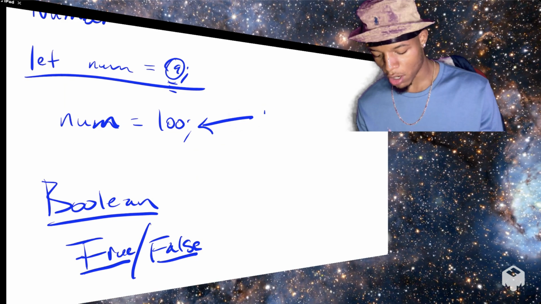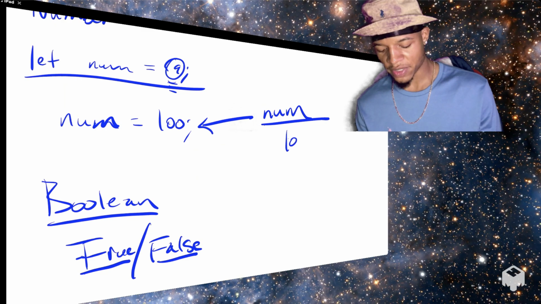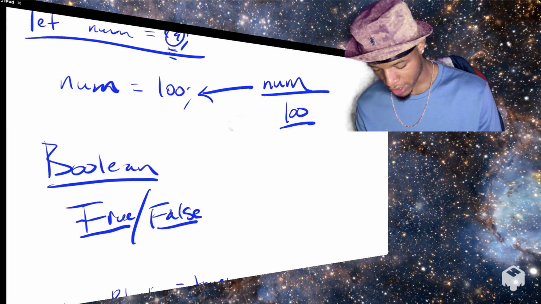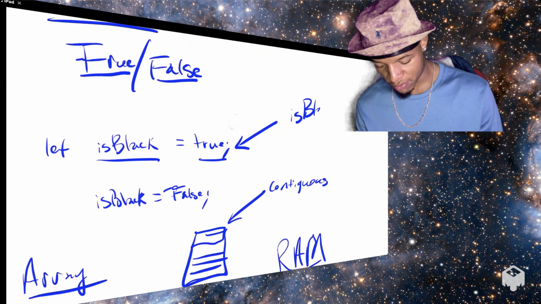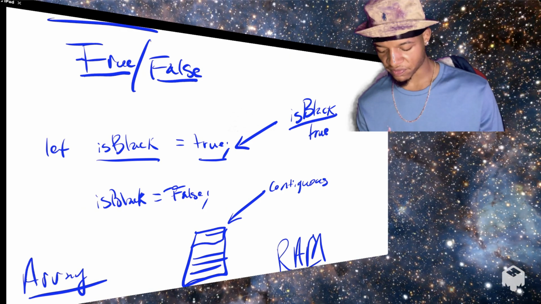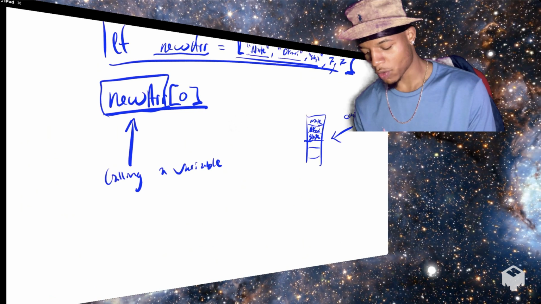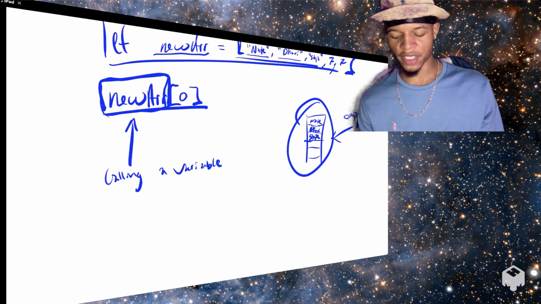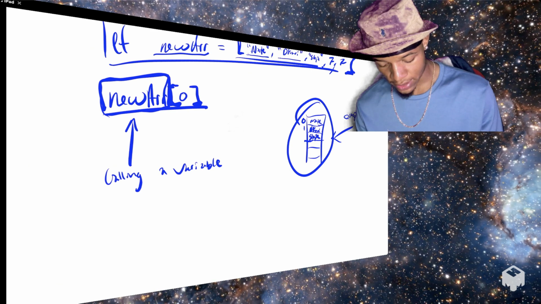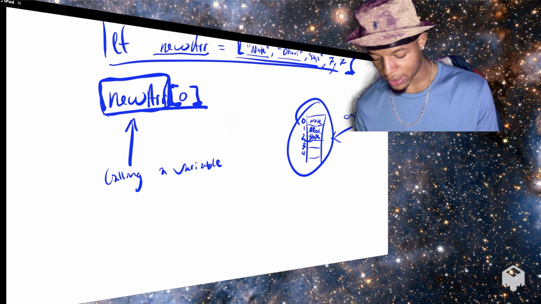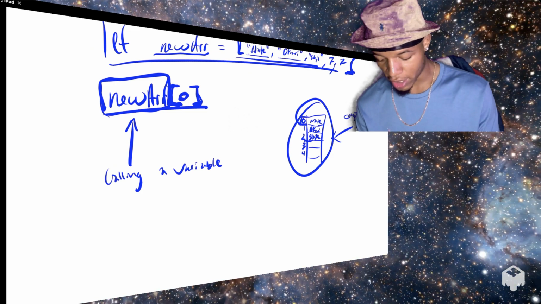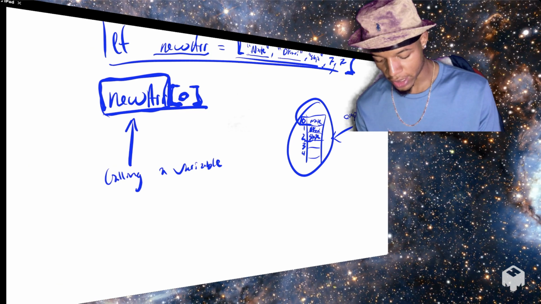So here we can call on num, and when we call num, the value for num gets returned to us. We got another variable right here, is black, and when we call on is black, the value of is black gets brought to us from that bucket. So when I call on new array, this whole array gets brought back to me, and then I can use this square bracket operator and use different indexes and tell it which index I want the data from. I want the data from here, and this is going to bring me the word Nate.